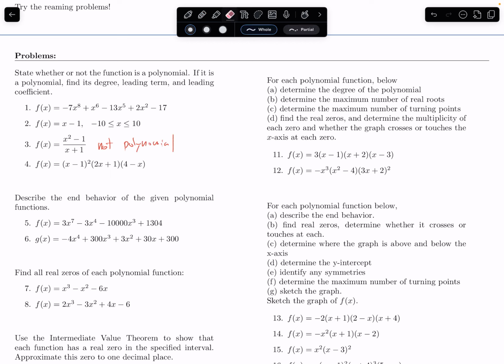Okay, last one. It doesn't look like the format of a polynomial, but it actually is, because if you multiply all these things out, then the result would be something that looks more like that, and that would be a polynomial. So it's okay, that is a polynomial. Now, how do you find the leading term and leading degree? In this case, you could multiply all this stuff out. You'd have to FOIL this piece because it's squared, multiply the result by 2x plus 1, and then multiply that by 4 minus x. But that's pretty troublesome.